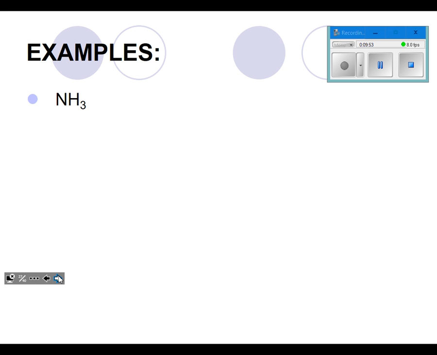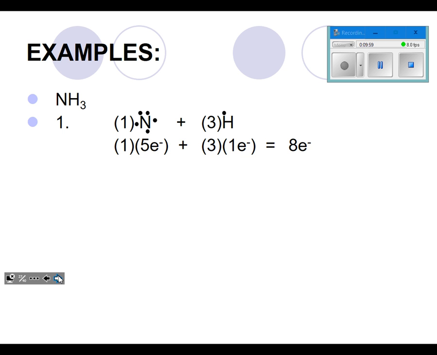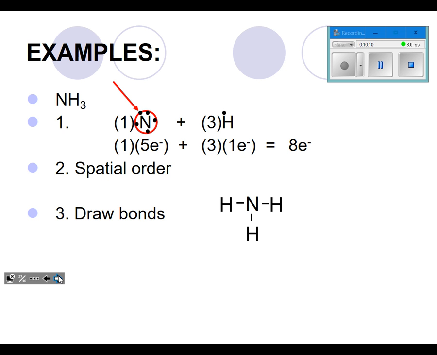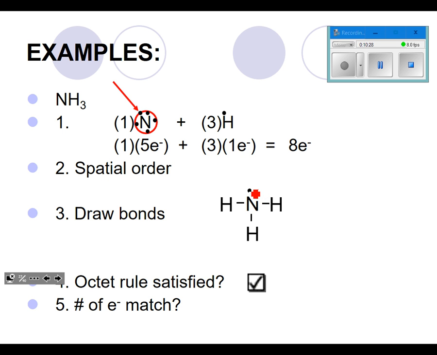All right. The next one, NH3. N has 5, H has 1. There are 3 hydrogens, so 5 plus 3 is 8. Spatial order, the smallest one is nitrogen. It goes in the middle, and you arrange the hydrogens around it. Step 3, draw the bonds. Step 4, the octet rule, or the duet rule. Hydrogen has 2, hydrogen has 2, hydrogen has 2. Nitrogen only has 6, so we have to add 2 dots to make it 8. So that satisfies the octet rule. Now we count our electrons, 2, 4, 6, 8. Yes, that matches our number of valence electrons, so we are good to go.